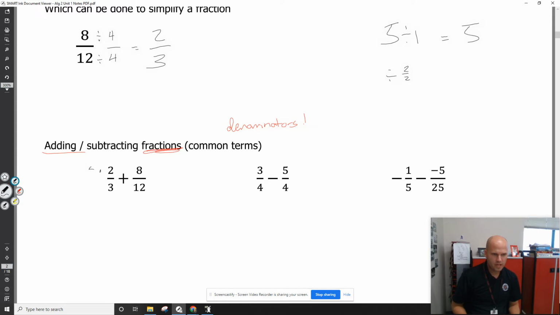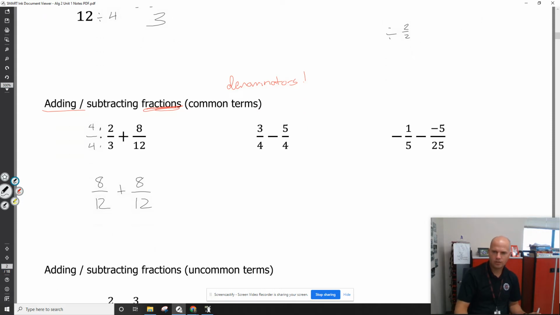The only way I can do that is if I multiply this 3 by a 4. I can't just multiply the 3 by the 4, because we need to multiply by a version of 1. So this is when we multiply the top and the bottom. This is 8 twelfths. 2/3 and 8 twelfths, they're the same. We just talked about that. But now what's 8 twelfths plus 8 twelfths? Okay, let's think about this.